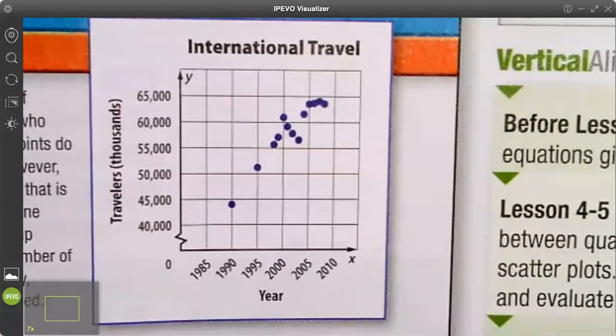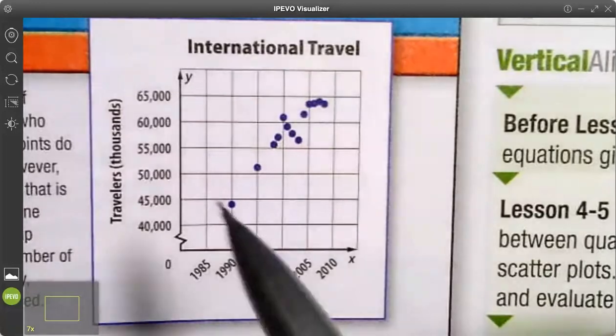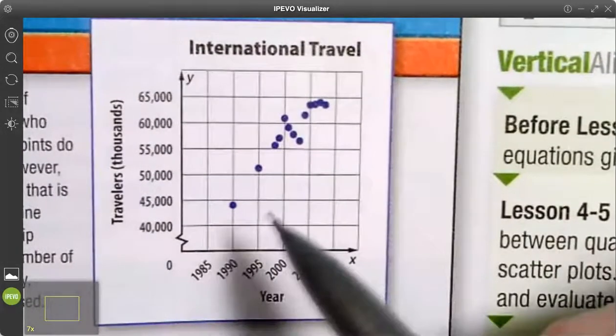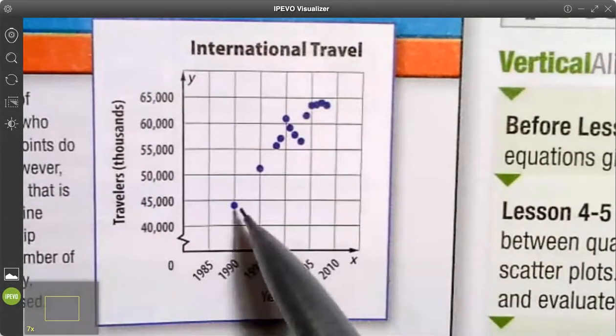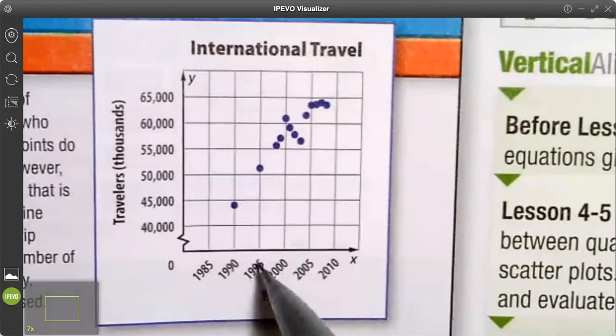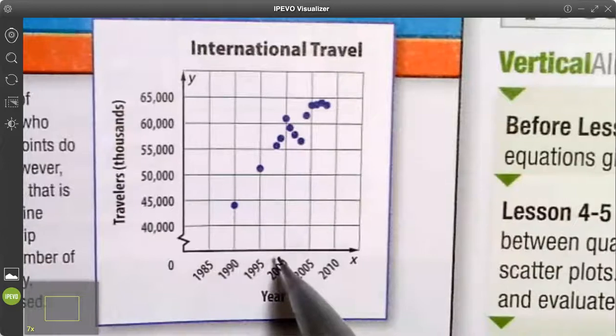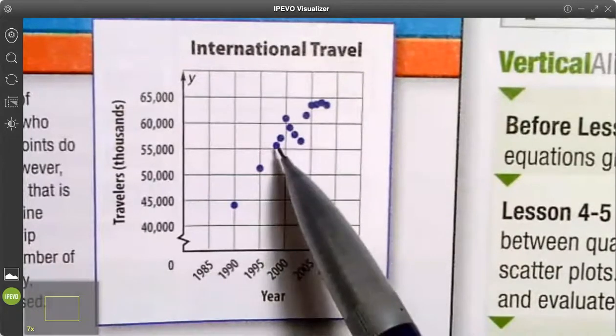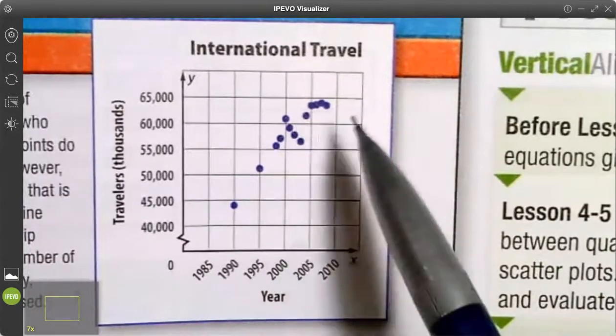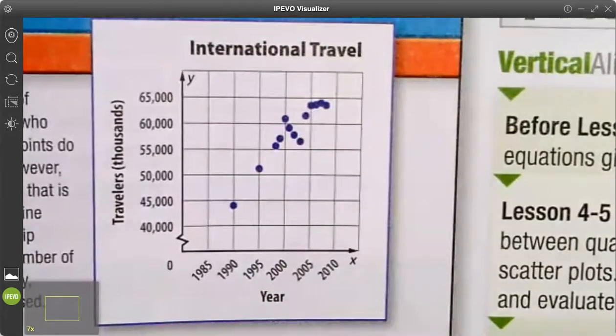The next thing we want to talk about are scatter plots. Here's a scatter plot. It's taking several pieces of data. For instance, in 1990, there were almost 45,000 travelers. In 1995, there were more than 50,000 travelers. In 1998, there were just over 55,000 travelers, and it put all this data on this chart. Now, this is not linear, but in general, does this have a positive correlation, a negative correlation, or no correlation?